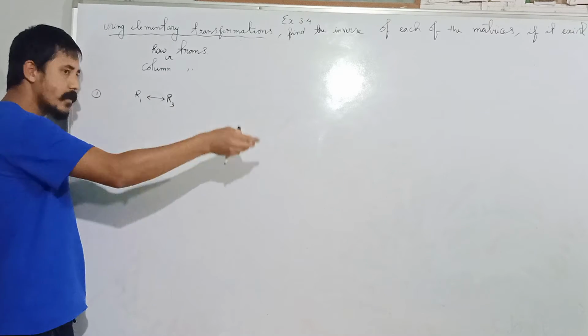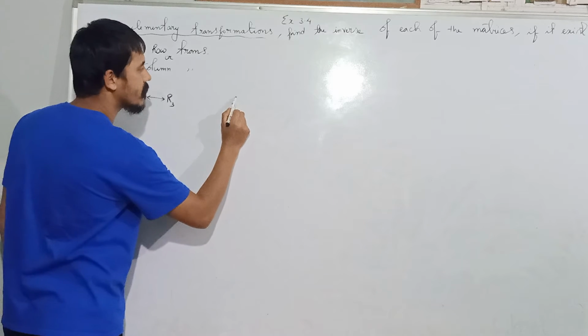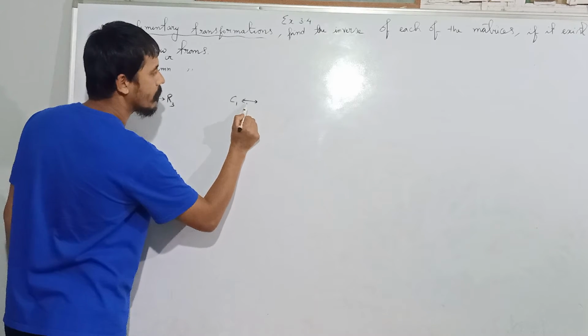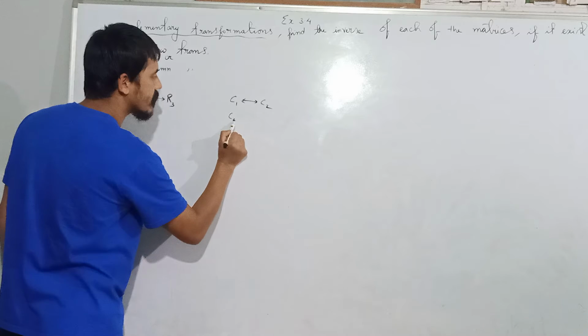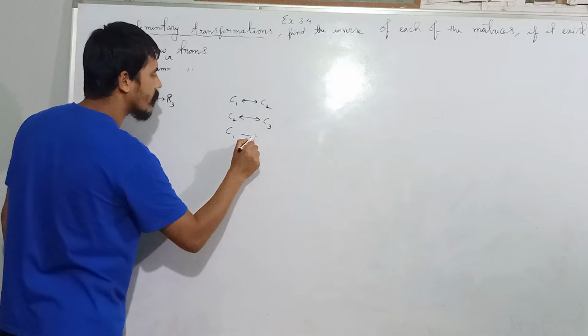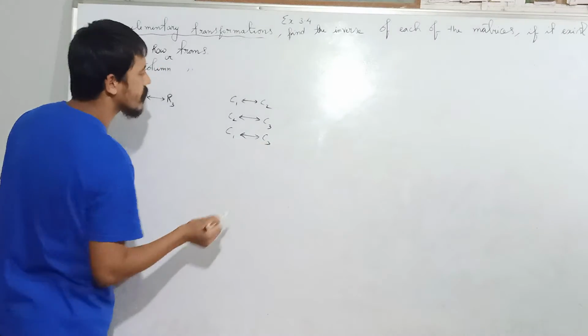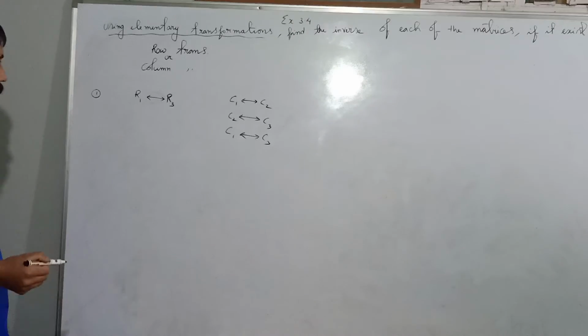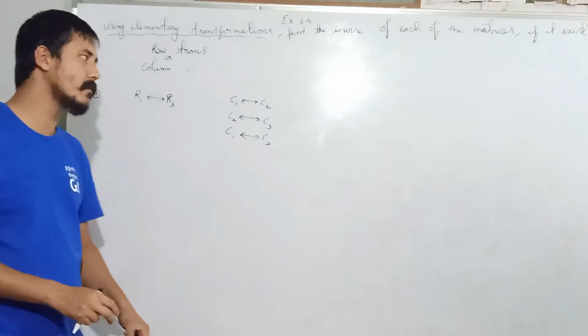Or you can interchange any 2 columns. Okay, you can interchange the first column and the second column. You can interchange the second column and the third column. You can interchange the first column and the third column. Anything is possible. Okay, so interchanging of any 2 rows or any 2 columns is possible.